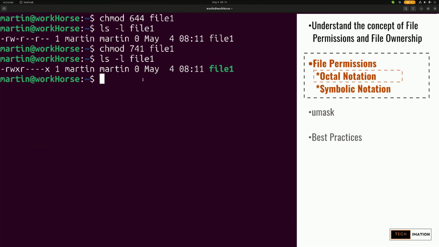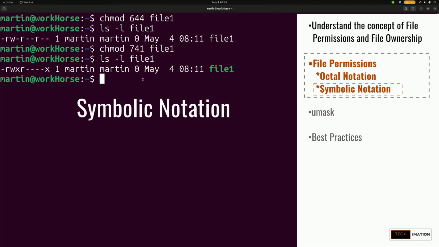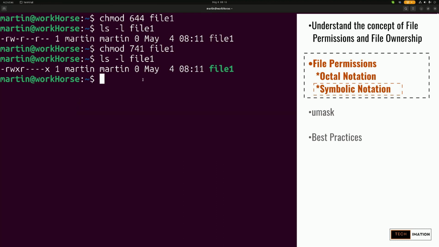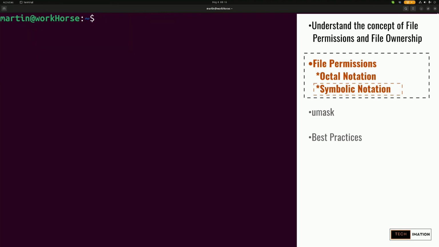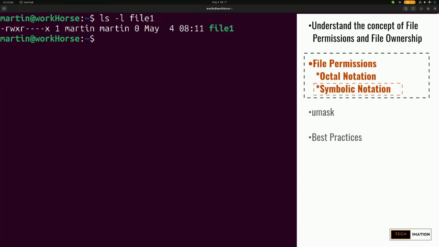All right. Now there's a different way. There's another way called the symbolic notation, which is sometimes a little easier for assigning permissions to files. Let's look at the same file again. I'm going to clear this, and I'm going to ls -l that file again. Okay, and I'm going to change the permissions, sorry, using the symbolic notation. I will say chmod o-x on file 1.